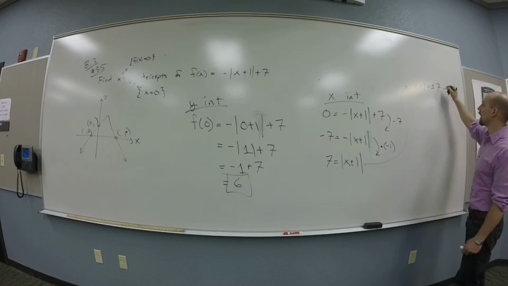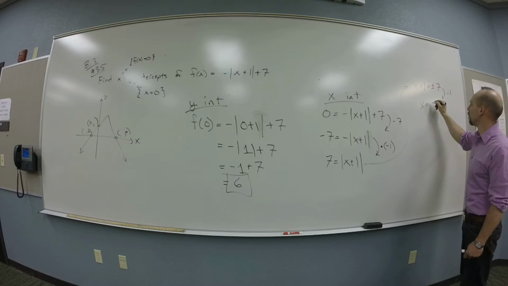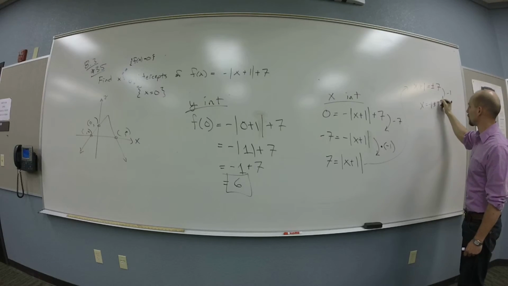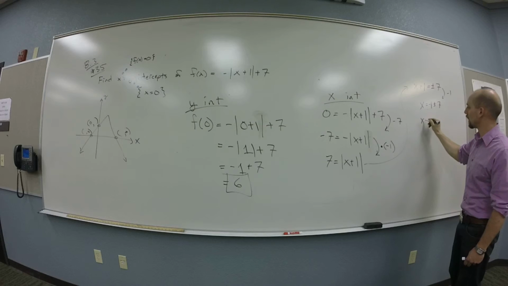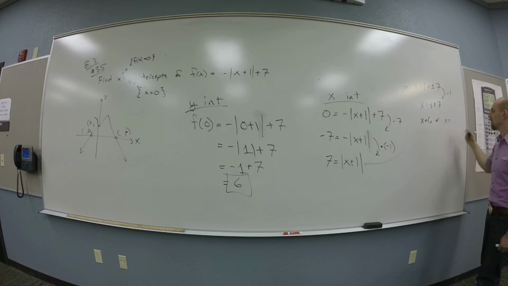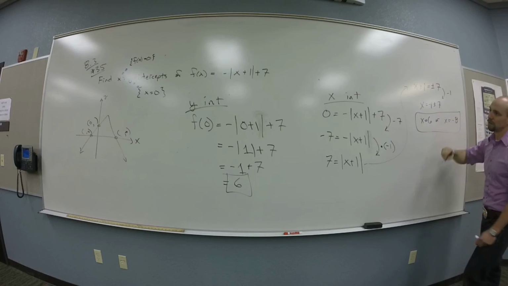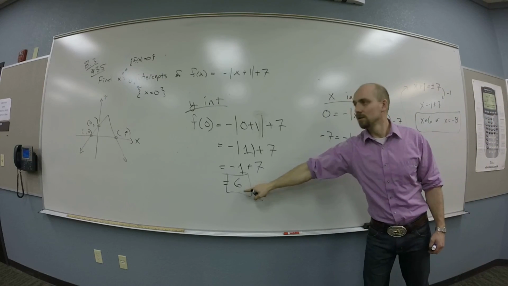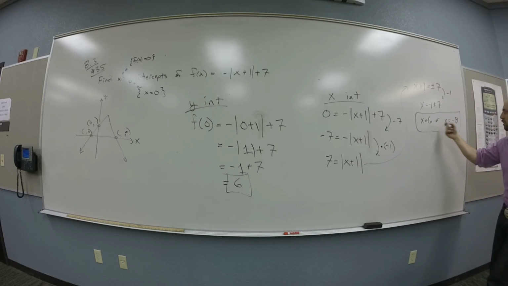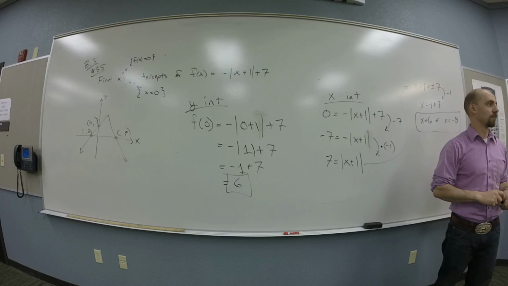And then I can solve that. So I can subtract 1, get x is negative 1 plus or minus 7, gives you x is 6, or x is negative 8. Cool? So there's your y-intercept at 6, and here's your two x-intercepts at 6 and negative 8. Cool?